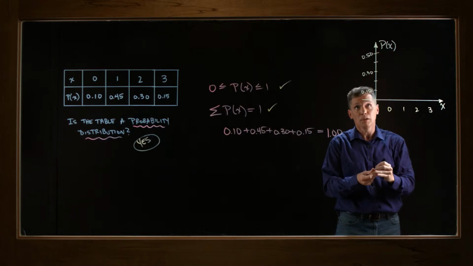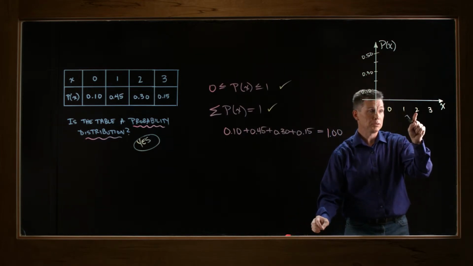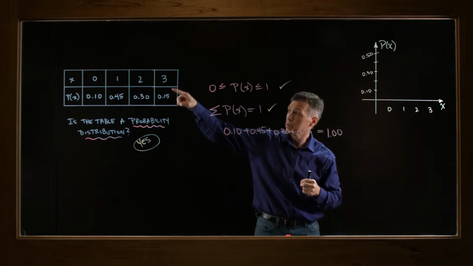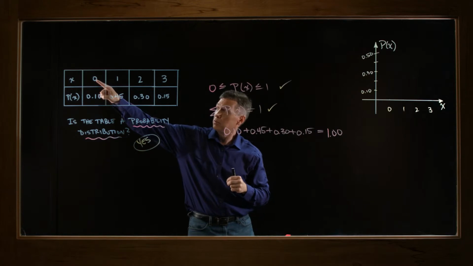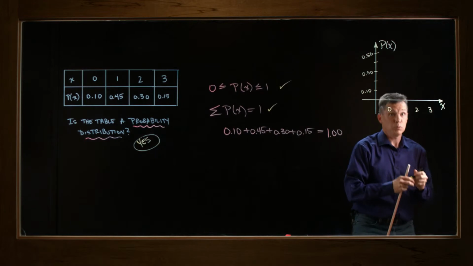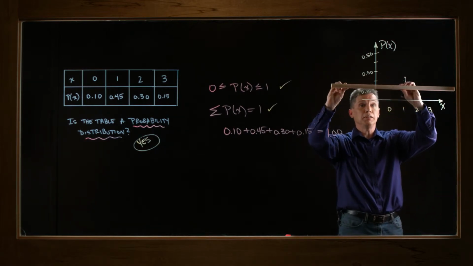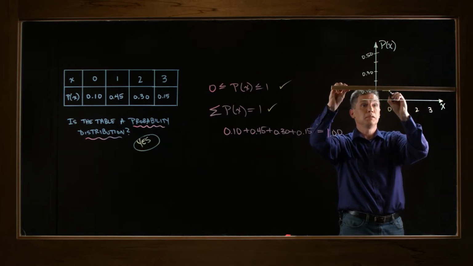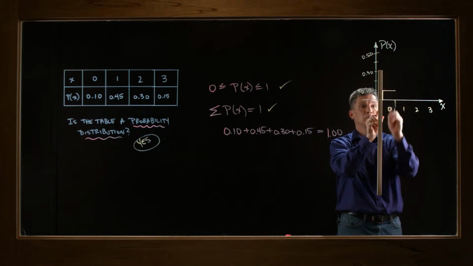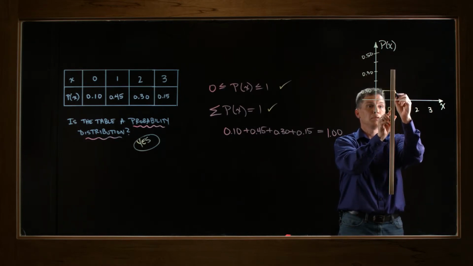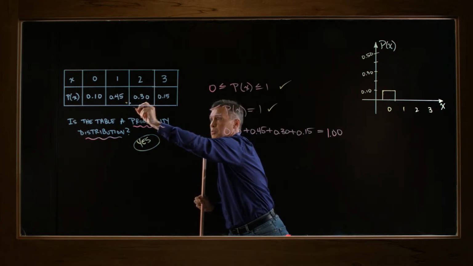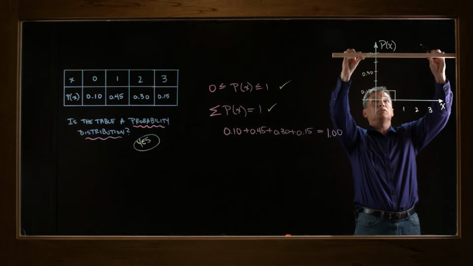0.50. And now what we want to do above each of the values of x is draw a bar that reaches as high as the corresponding probability. So above 0, we have to get up to 0.10. 0.10, not too bad here. Above the 1, we need a probability of 0.45. So we're going to get all the way up to here.